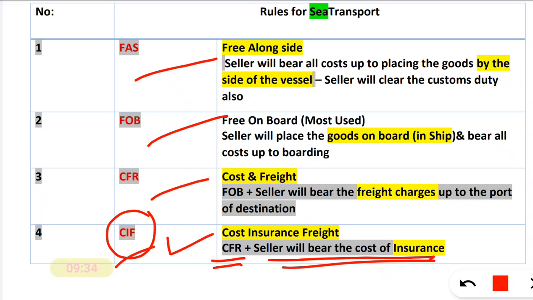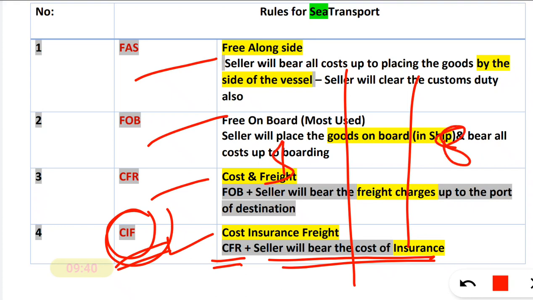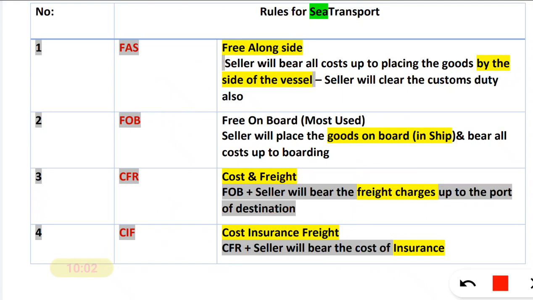Okay, in case of CIF, what will happen? See, here is the seller, here is the buyer. Goods will be loaded on the ship, transportation charges will be borne by the seller, and apart from that, whatever the insurance charges, that will be very beneficial against damage of the goods, that insurance premium will be borne by the seller. Okay, so what we are learning here, we learned the four.